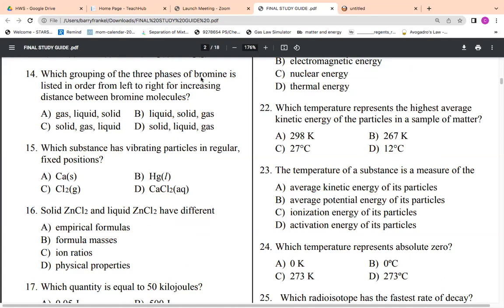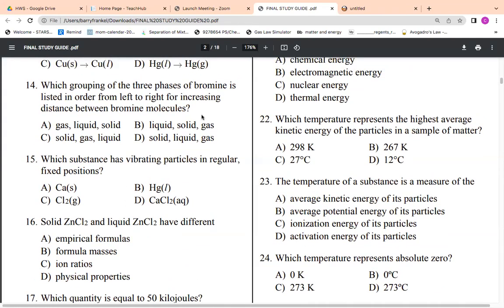Which grouping of the 3 phases of bromine is listed in order from left to right for increasing distance between bromine molecules? So we're going to want to go with choice D. Okay, I'll draw it over here. So choice D, we're starting at a solid. Then we're going to a liquid. Liquid would look probably something like this. And then a gas would look like this.